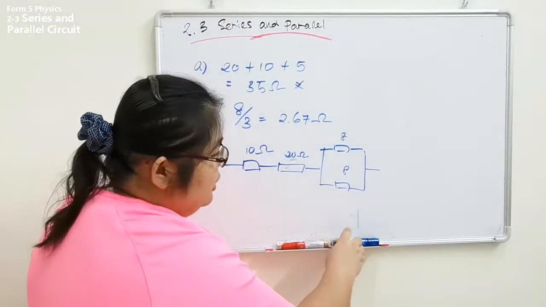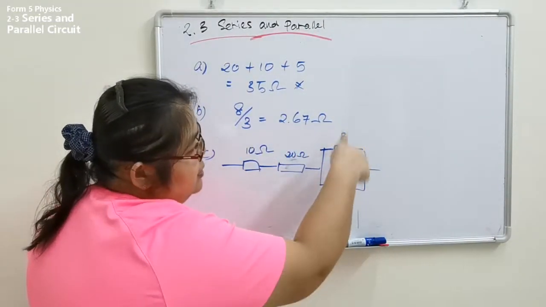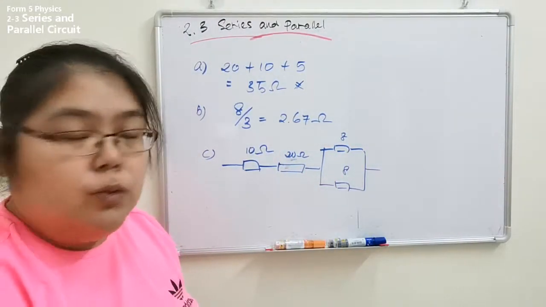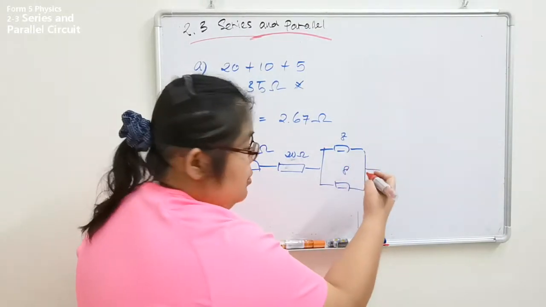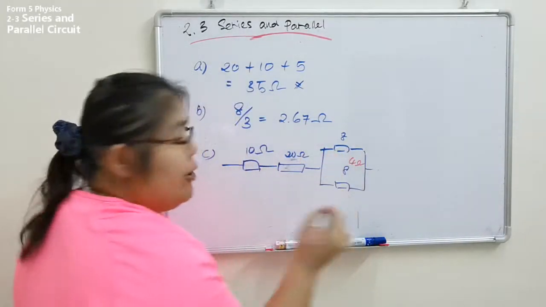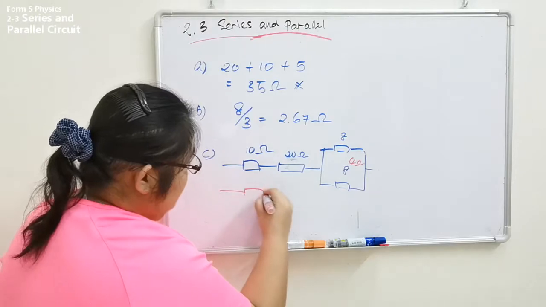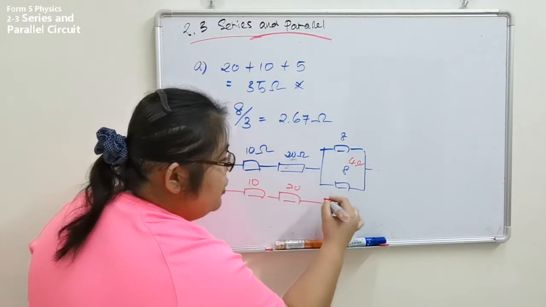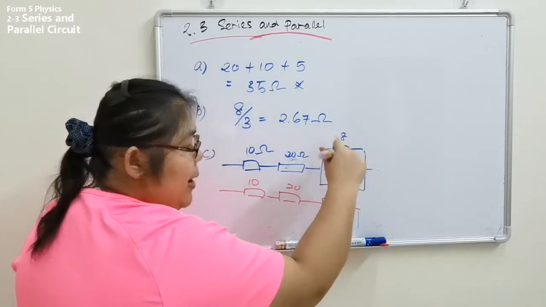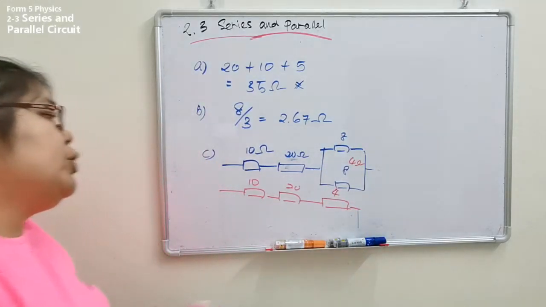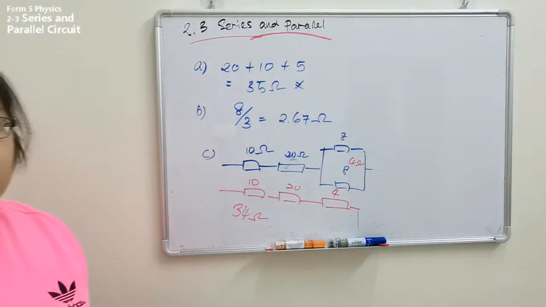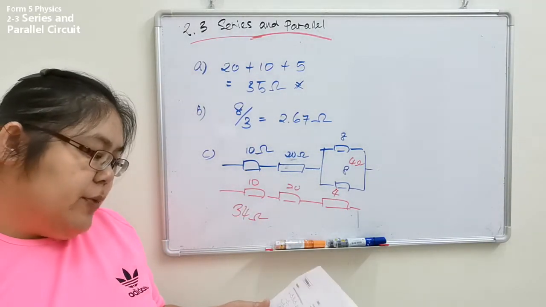When I solve this one, is it a parallel? When I solve the parallel 8, 8, it's 8 divided by 2. This one becomes 4 ohm. Agree or not? So now I redraw the new one: 10, 20, and this one becomes 4 because it is combined. So total is 34. Okay, just a simple question.